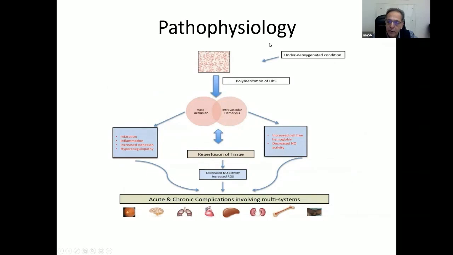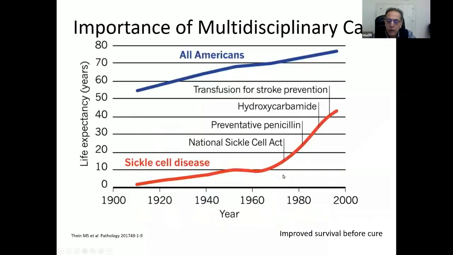Hence, the complex pathophysiology, and one can see from here that a multidisciplinary approach has to be taken into consideration to manage complications as varied as retinopathy, leg ulcers, kidney disease, lung problems, and I will be using lung problems and kidney disease and vaso-occlusion as examples of the need for multidisciplinary care.